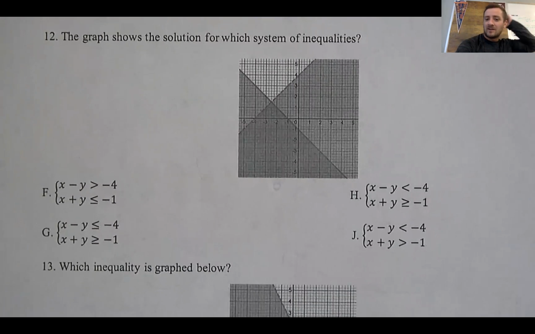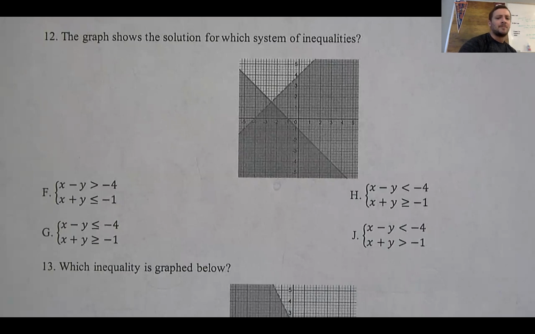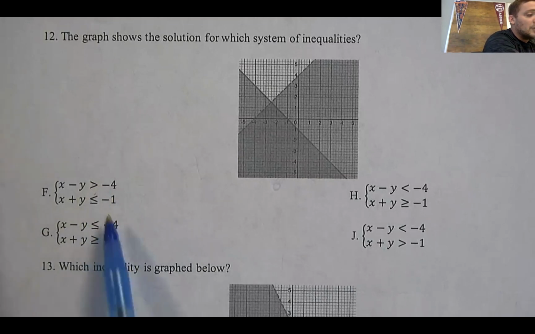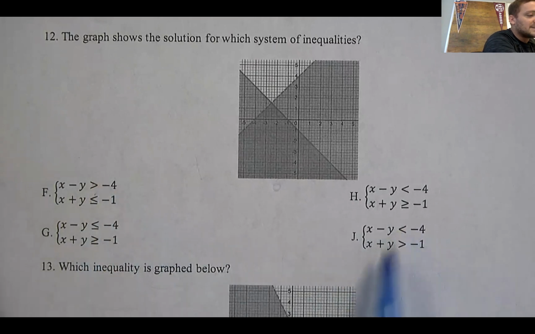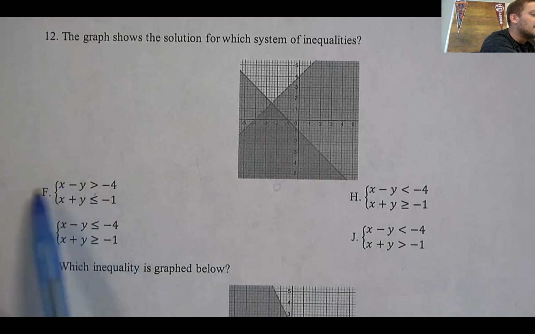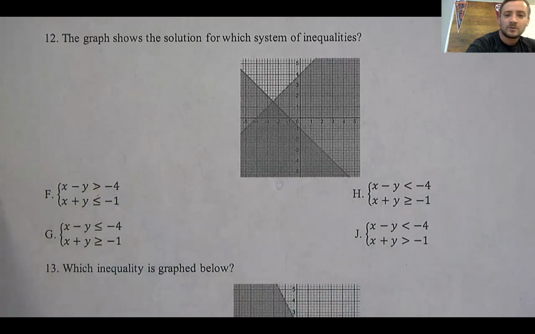All right, so we're going to have to come up with these two inequalities because we have some shading. I'm going to show you guys a couple of tricks here. One of the things I see is that some of my answers have no equal to bar, like answer J. Answer choice G has 2 equal to bars. Answer choice F and H both have just 1 equal to bar.